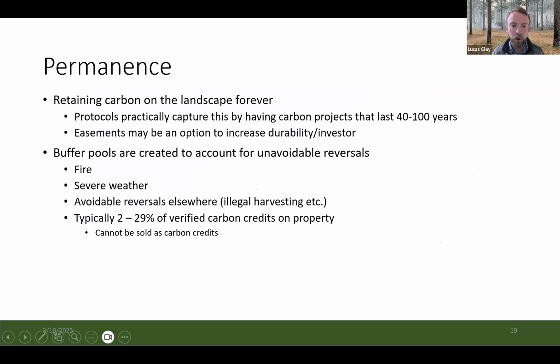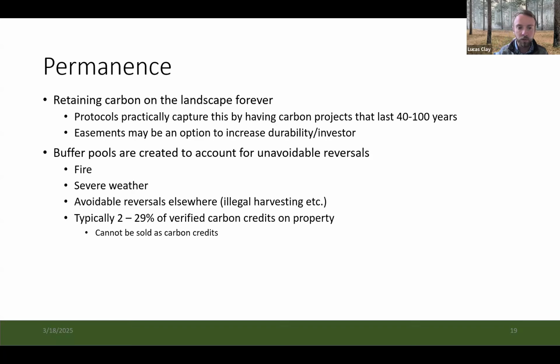The third major tenet is permanence. Permanence is this idea that we want to retain the carbon on the landscape forever. We want to keep it out of the atmosphere. So the protocols for implementing these carbon projects typically do this by having long project time frames. So this is projects that last between 40 and 100 plus years. And then easements may be an option to increase the durability. So this is another layer of keeping the land use as forestry, for example.